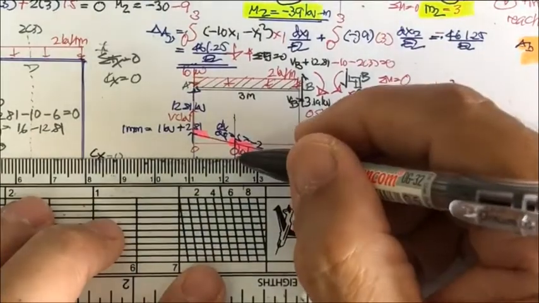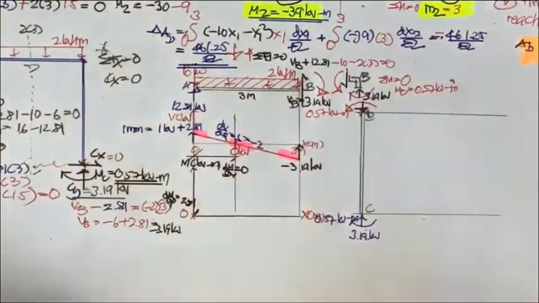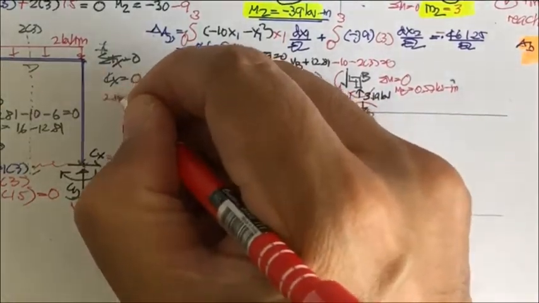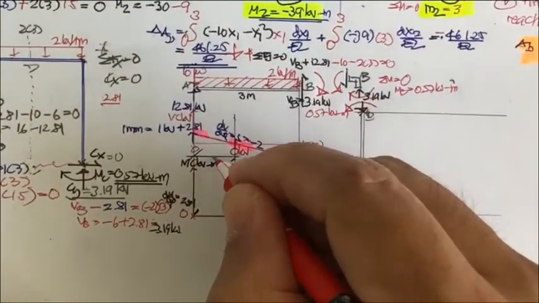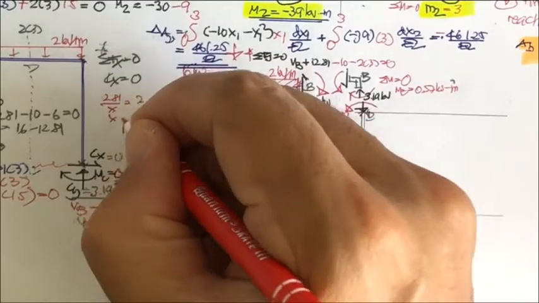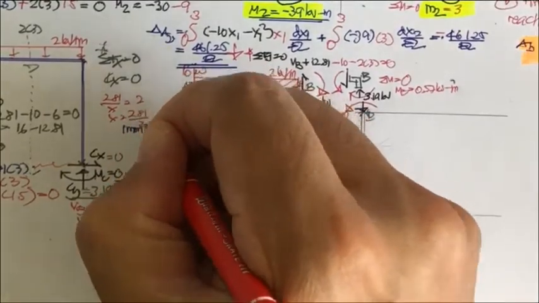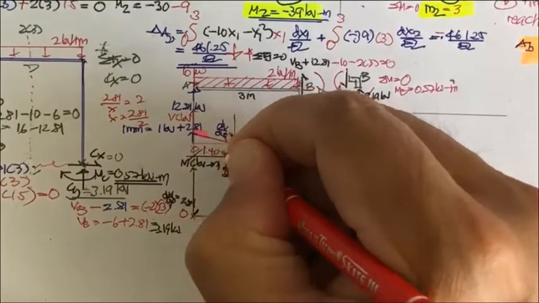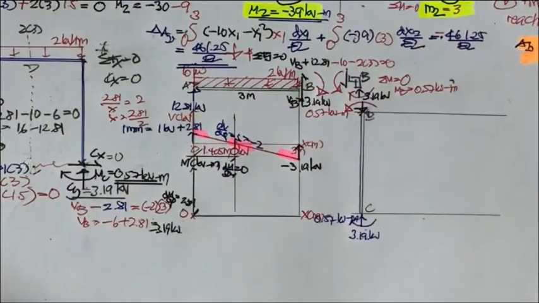And what is this? By the similar triangle, 2.81 divided by x equal to 2. So your x is going to be 2.81 divided by 2. And your x is going to be 1.405. So this is 1.405 meter.